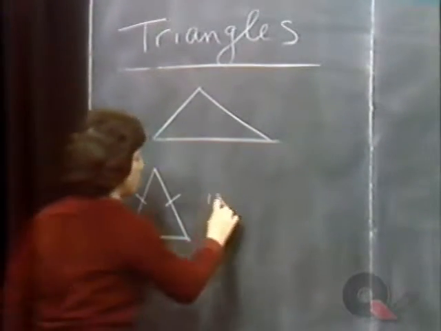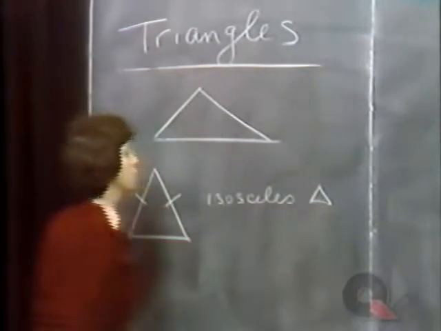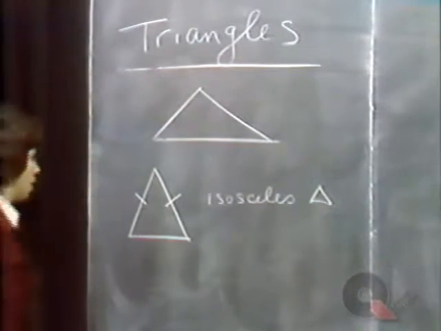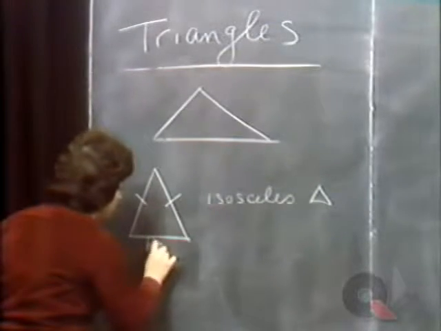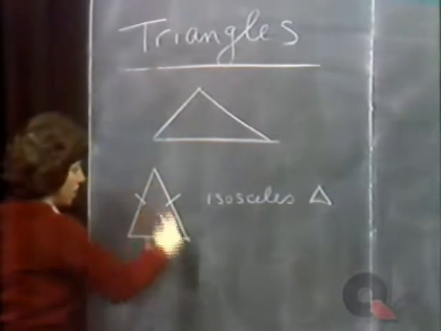Okay, this is an isosceles triangle. This is the symbol for triangle. Okay, we call this the base of the triangle because it's resting on this side. These two sides have the same length.